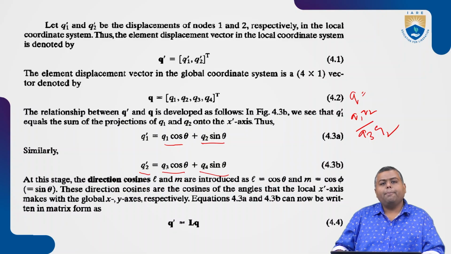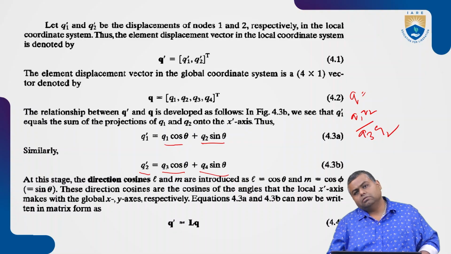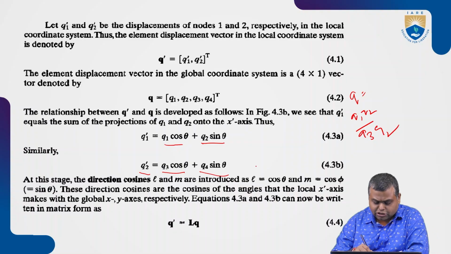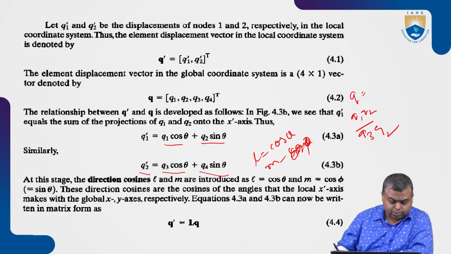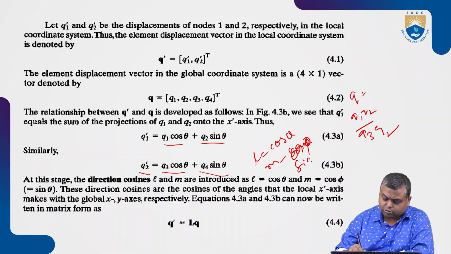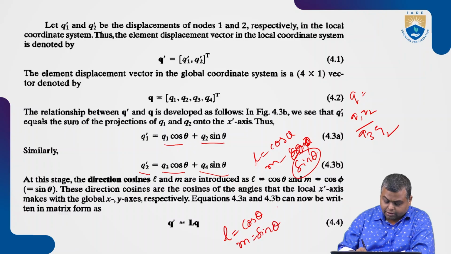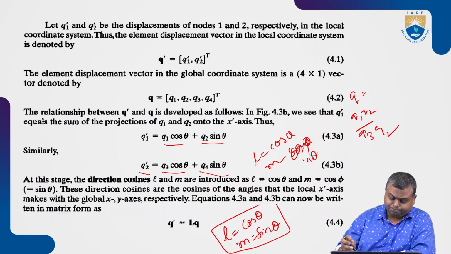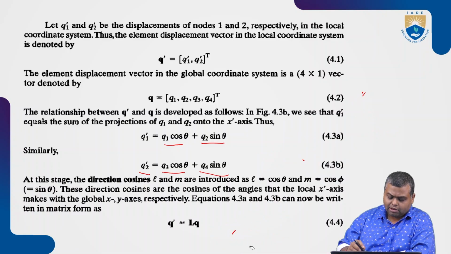So now, in the direction cosines, I will take L and M as the direction cosines. I can write L is equal to cos theta and M is equal to sin theta, or cos theta and cos phi, which is equal to sin theta. Cos phi is nothing but minus cos theta. So L is equal to cos theta and M is equal to sin theta. I will replace these cosine values in the equation so that we will form a matrix.